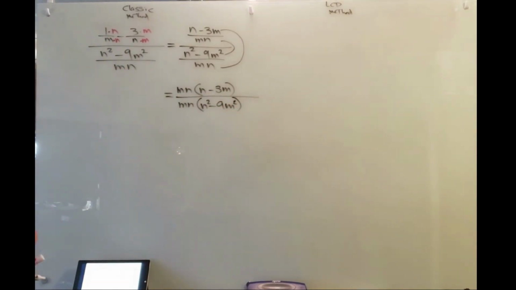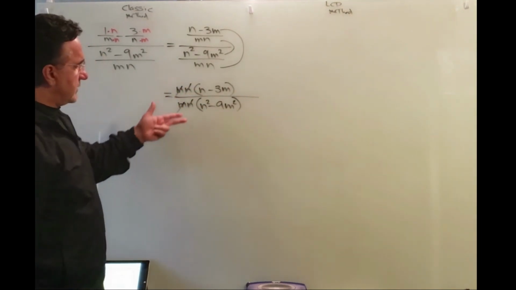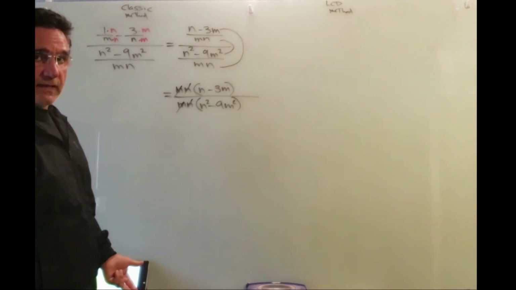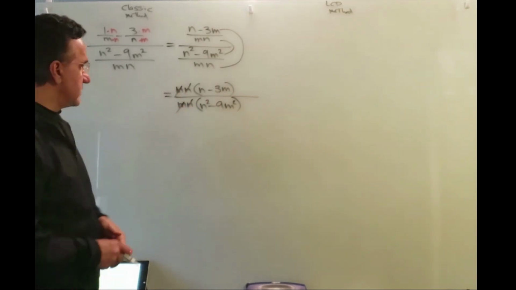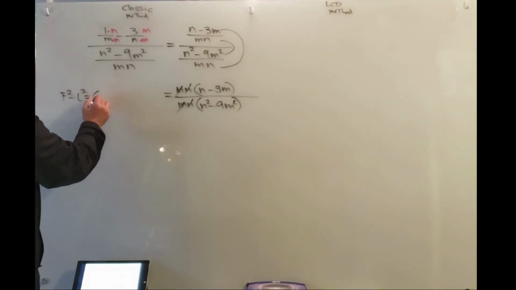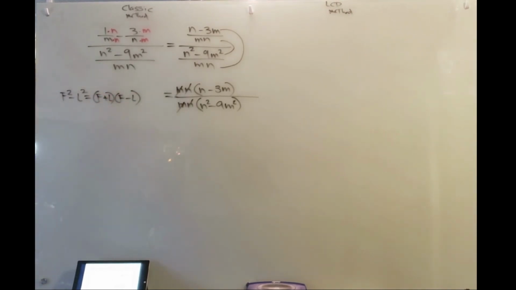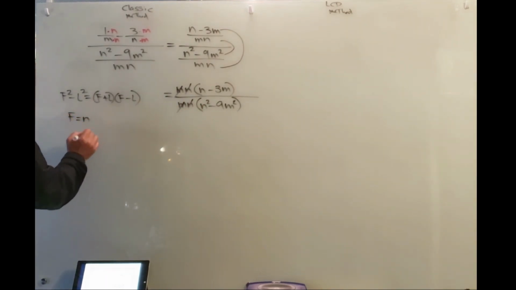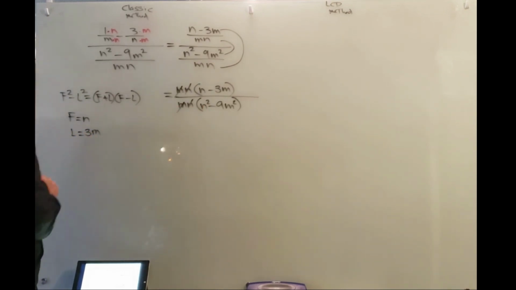Now, we know we can cancel the m's and the n's, but before we just write this out as the final answer, we should see if there is any factoring that's possible. And if you notice, once again, we have a difference of squares. So we're going to be able to use the f squared minus l squared rule again, which is f plus l times f minus l. Notice that in this case, f is going to be what? f is going to be n, and l is going to be 3m.